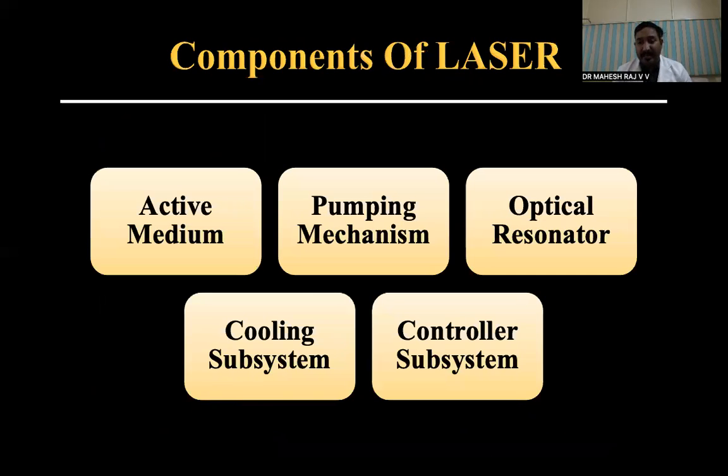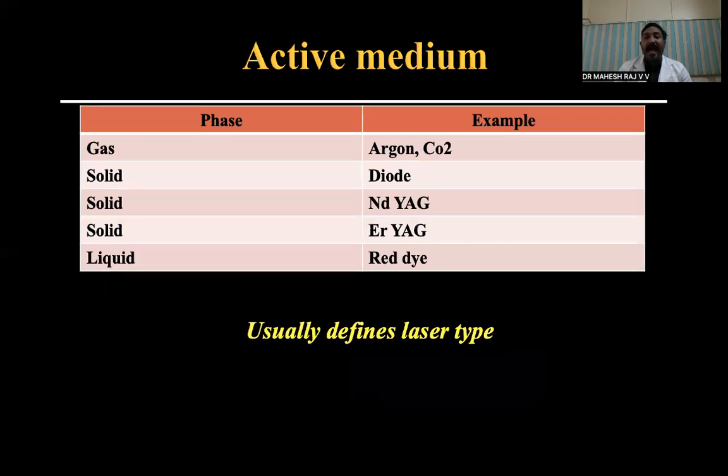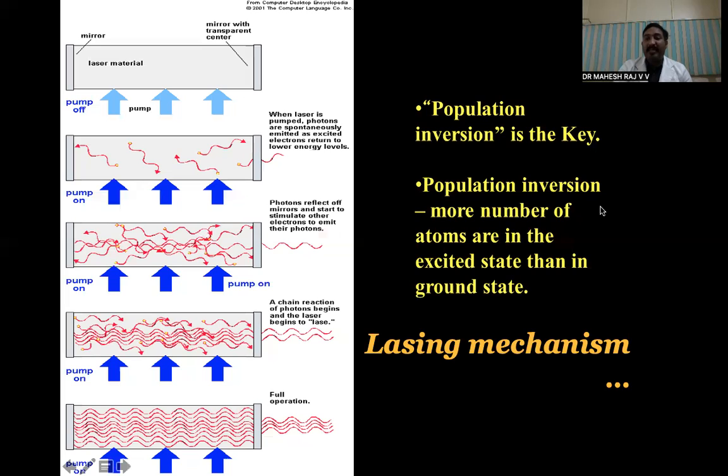What are the components of a laser? The first one is an active medium. The second is a pumping mechanism. There is also an optical resonator, a cooling subsystem, and a control subsystem. The active medium consists of gas, solid, or liquid. Gas examples are argon laser and carbon dioxide laser. Solid examples are diode, neodymium YAG, and erbium YAG, and red dye is a liquid phase. This usually defines the laser types. Now, population inversion is the key: more atoms are in the excited state than in the ground state. That is the laser mechanism we explained here.